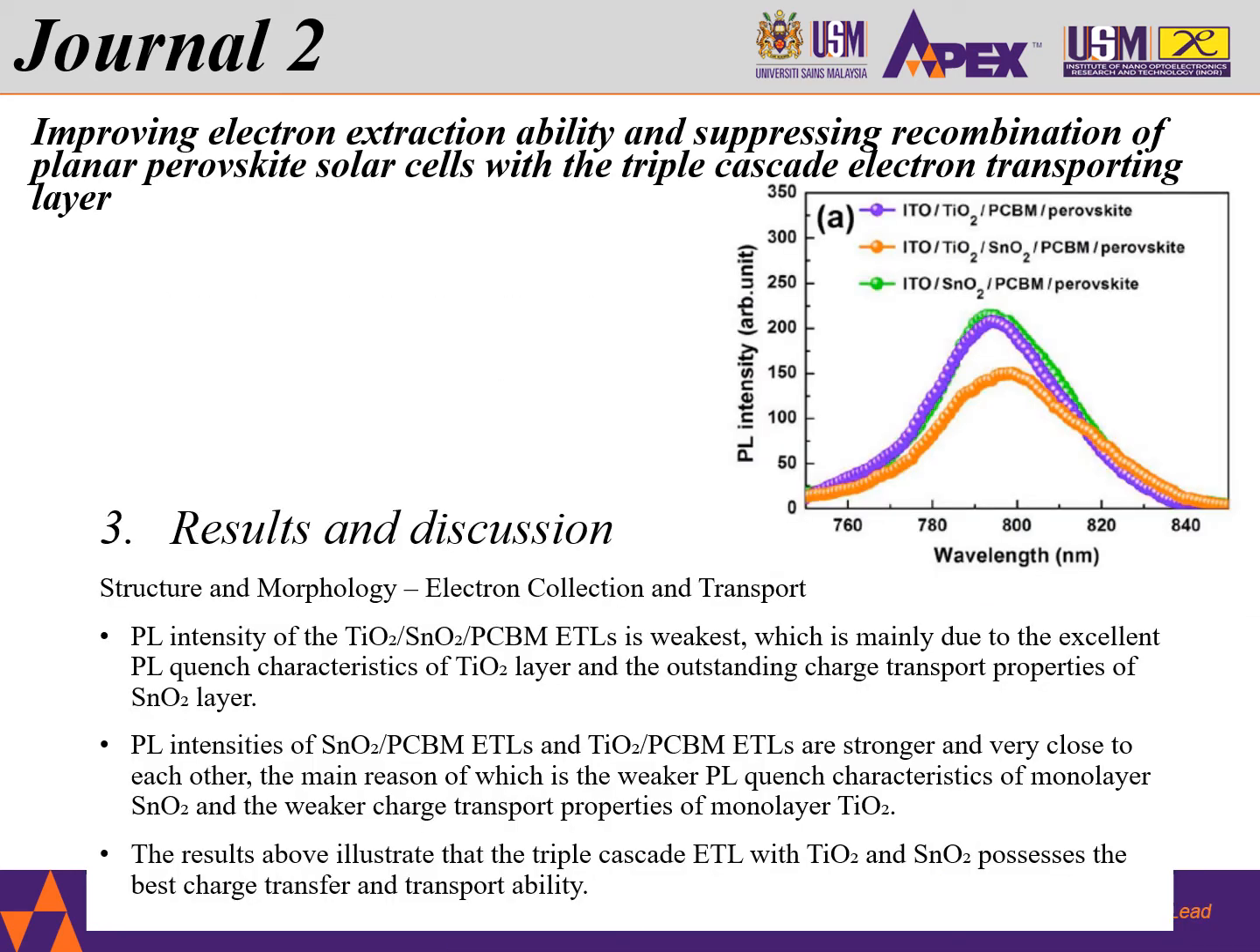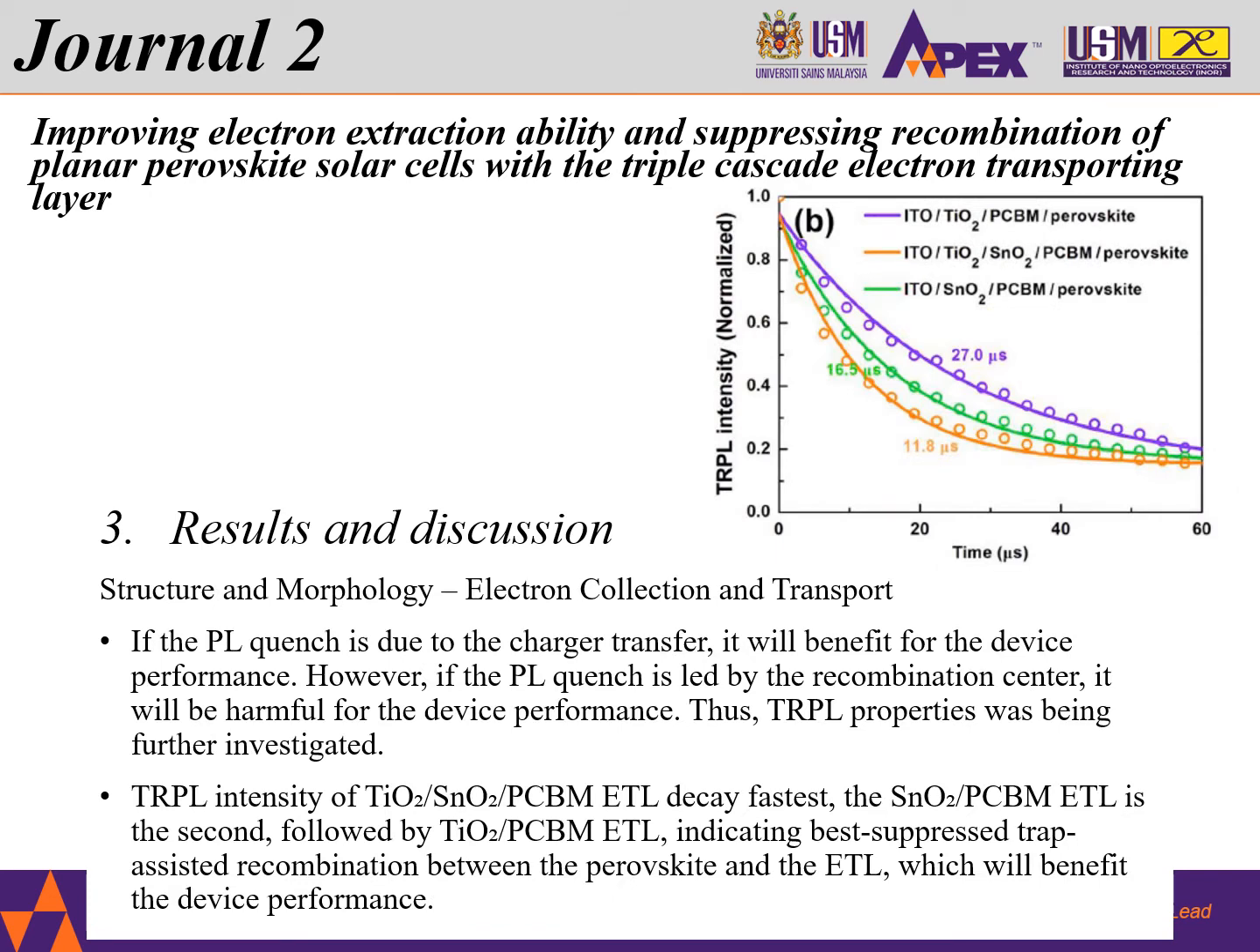From the PL measurement, the PL quenching phenomenon is observed in the triple layer ETL. This indicates that this triple layer ETL with TiO2 and SnO2 gives the best charge transfer and transport ability compared to the other two. But PL quenching is not able to tell whether the performance is coming from a better charge transfer or is led by a recombination center. If it is led by a recombination center, it is not preferable for the device performance. That is the reason why the TRPL is further investigated.